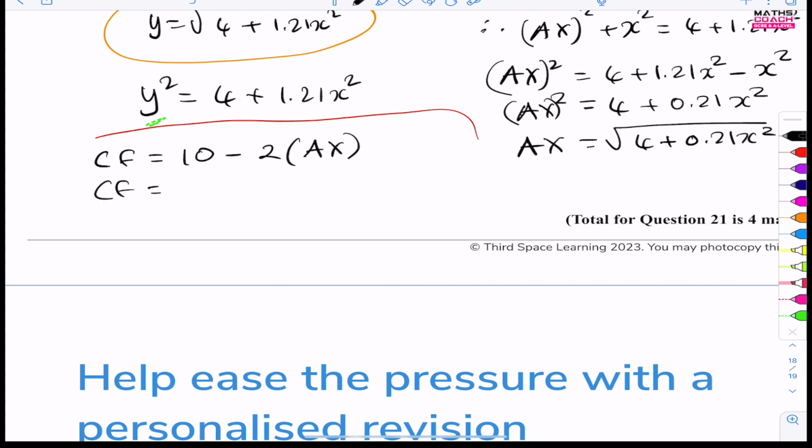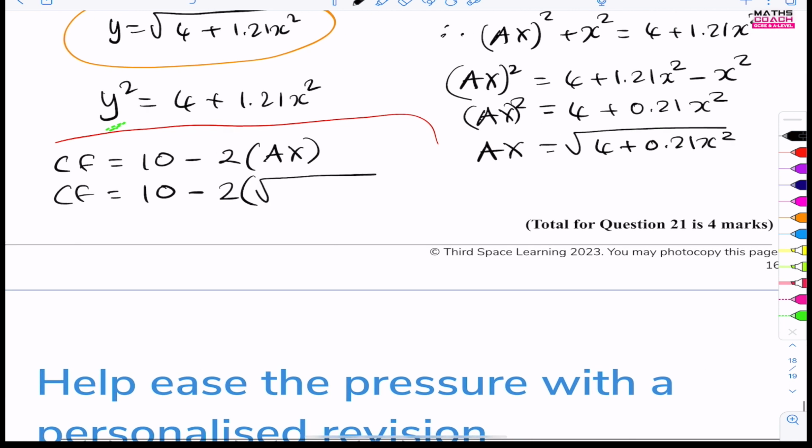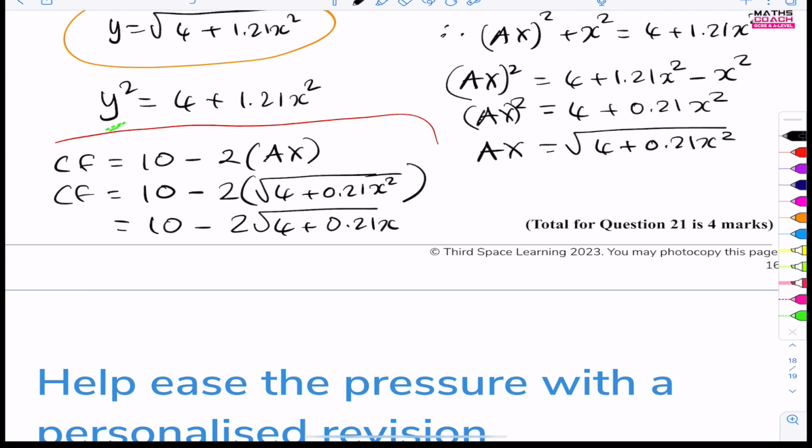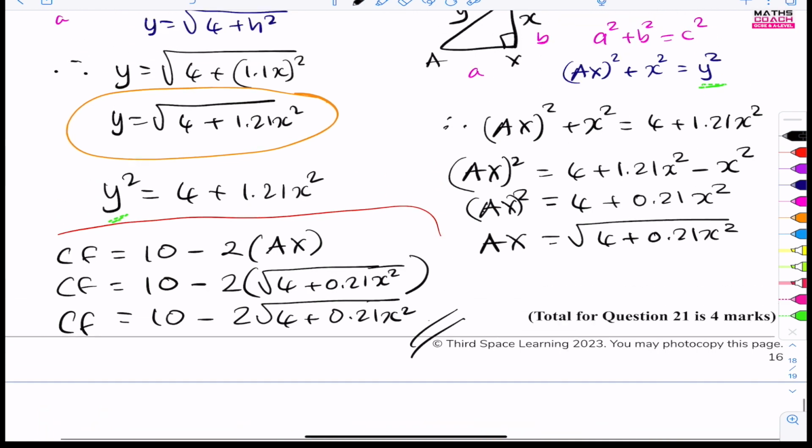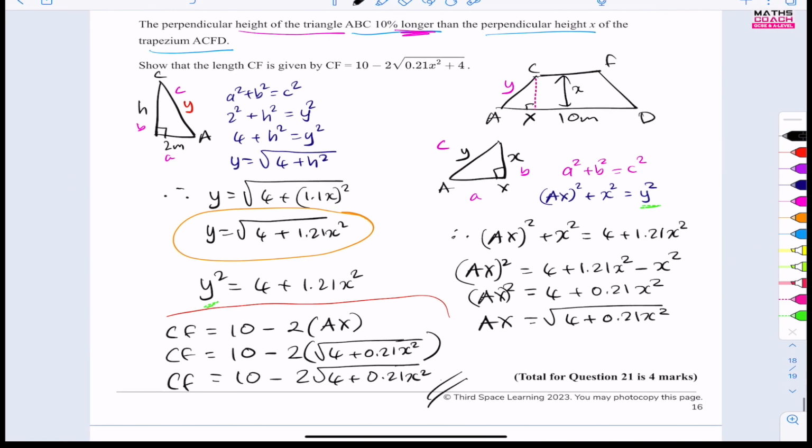So CF is going to equal 10 minus 2 bracket, there's AX, so square root of 4 plus 0.21 x squared. And then we can do without the brackets now, so it's 10 minus 2 root 4 plus 0.21 x squared, and that is your final answer. That's what it wants you to show CF is equal to, right here. So as you can see, we've got 4 plus 0.21 x squared, which is the same as 0.21 x squared plus 4. That part is all good.